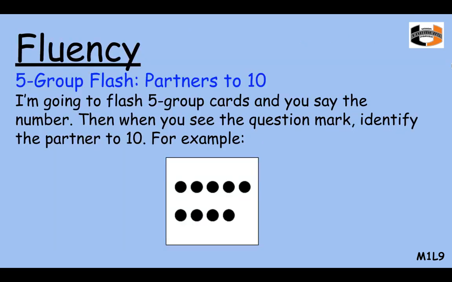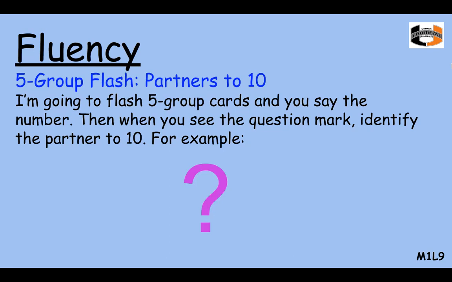Here's our fluency exercise. It's called 5-group flash, partners to 10. I'm going to flash 5 group cards and you say the number. Then when you see the question mark, identify the partner to 10. For example, you're going to see this 5-group card, you will say, oh, that's 9. And when you see the question mark, you think about what is the partner to 9 to get to 10? And you would say 1.